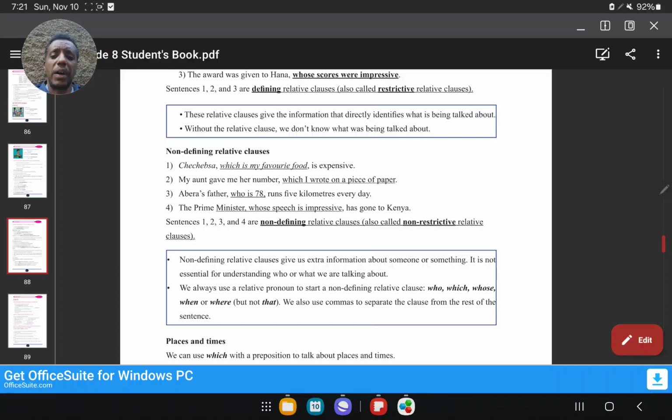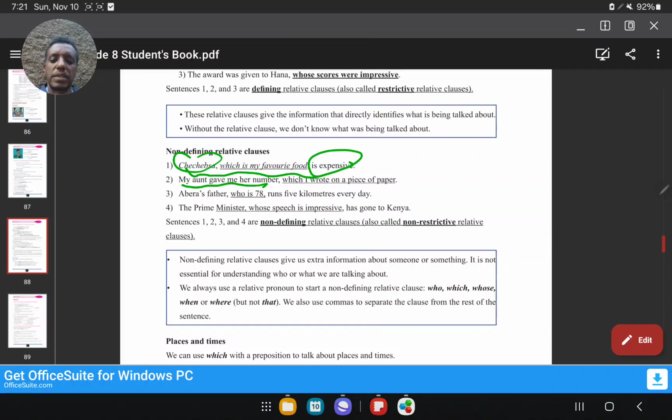My aunt gave me her number, which I wrote on a piece of paper. My aunt gave me her number. አክስቴ ቁጥሯን ሰጣኛለች። ስለዚህ ተጨማሪ ማብራሪያ ከፈለጋችሁ additional information, more information or extra information about it, here is which I wrote on a piece of paper. የትኛው ጋር ነው የጻፈው ማለት ነው? On a piece of paper. If you avoid this one, the sentence by itself is meaningful. Understand? This one is meaningful by itself. ይሄኛውን ሁለቱንም ስታረጉት it is meaningful. So this is non-defining.